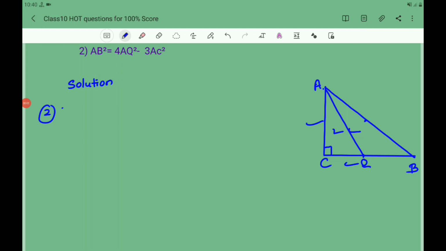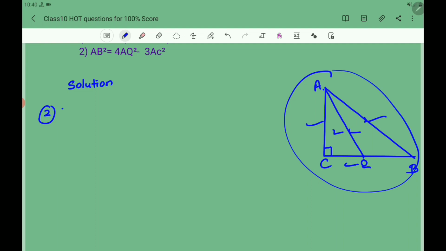To solve the second question, you observe the LHS and RHS. In the LHS, AB square is there, and in the RHS, AQ square and AC square are there. AB square means you have to take the right angle triangle ACB. Then AQ square means you must take the right angle triangle ACQ. So apply the Pythagoras theorem to both the right angle triangles.